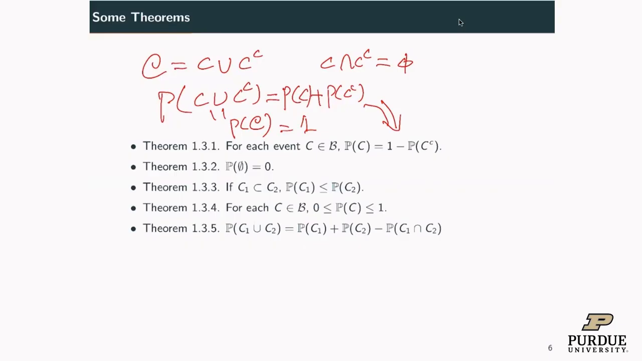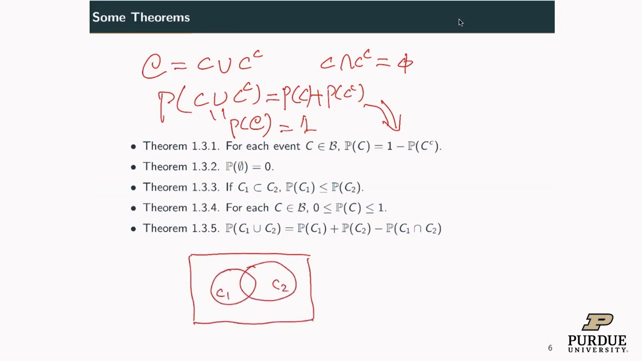We also have this nice inclusion-exclusion formula. The probability of C1 union C2 is the probability of C1 plus the probability of C2 minus the probability of C1 intersection C2. If you draw a Venn diagram, this is obvious. So this is C1, C2. The probability of C1 plus the probability of C2 counts this overlap twice. You need to subtract the probability of C1 intersection C2. That's the intuition for this inclusion-exclusion formula.